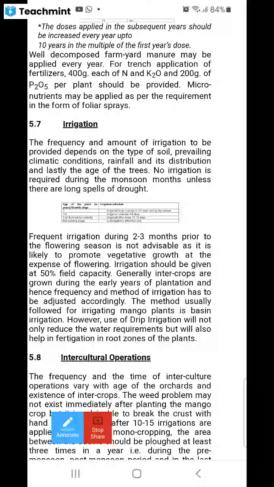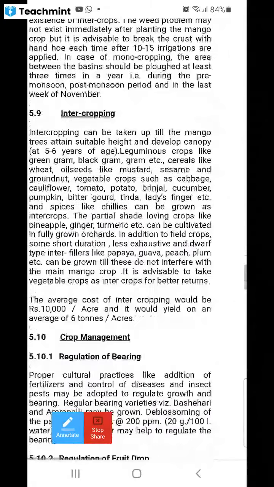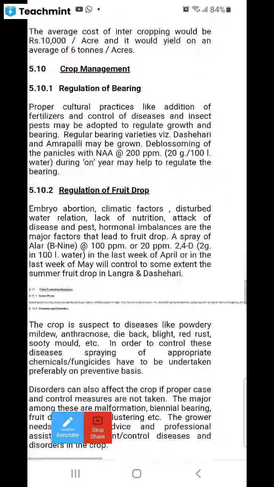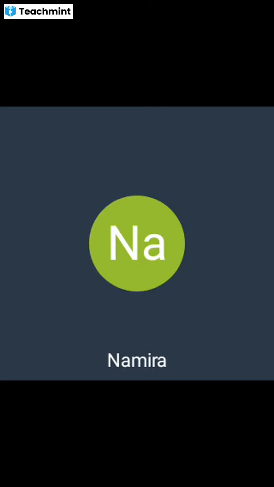Then storage: the fruits are packed in various containers, boxes, and stored at cold temperature. Where do we store it? It is stored at cold temperature. Means the fruits are packed in various containers like different boxes and stored at cold temperature. So this is the commercial production of mango.